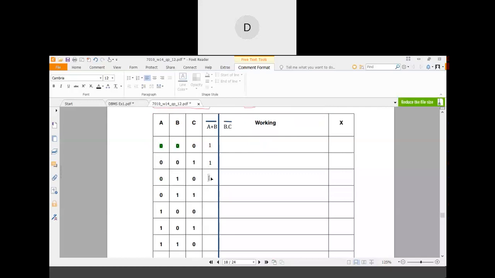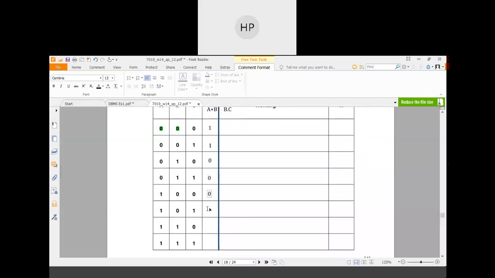Third row, A 0, B 1, 0 plus 1 is 1. When 1 is inverted, it becomes 0. Fourth row is also the same, right? 0. Yes. Fifth row, A 1, B 0. 1 plus 0 is 1. Inverted becomes 0. Okay. Next one.